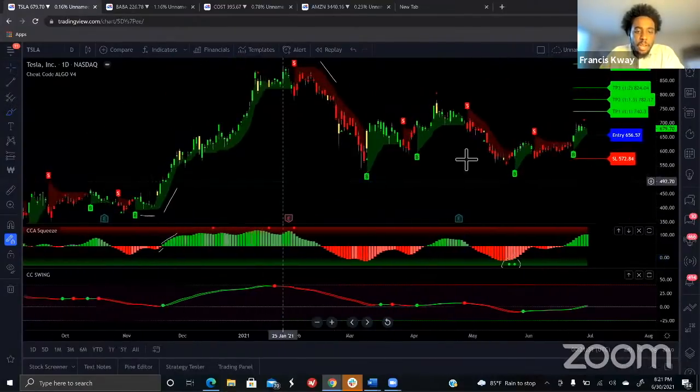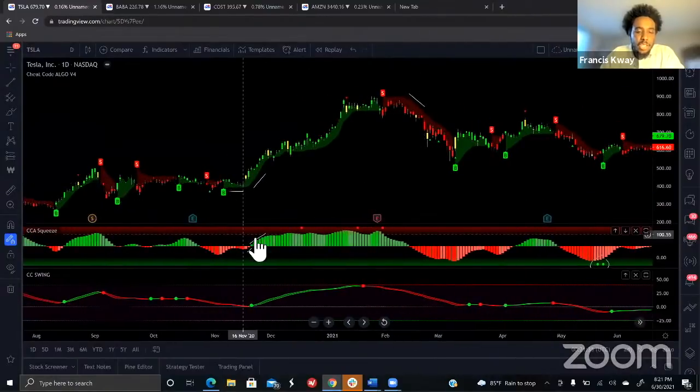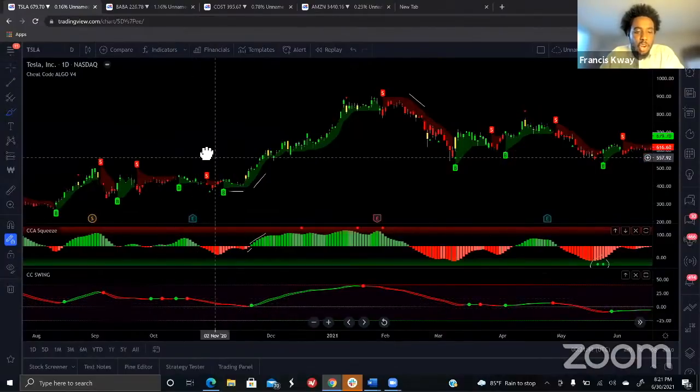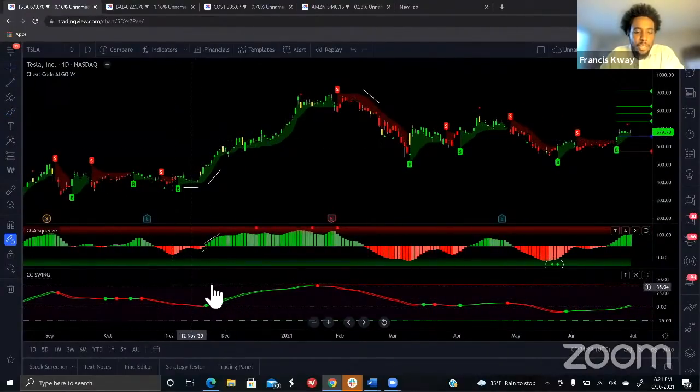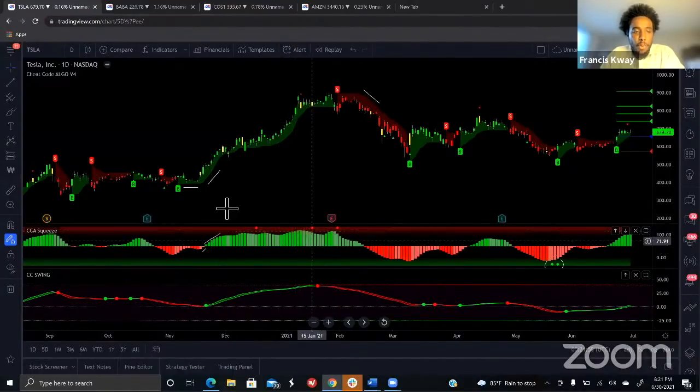So once you've got the green trend going upward in your CCA squeeze, the next thing we want to look for is in our CCA swing. Now, on the CCA swing, we also have overbought and oversold levels. This top red line and this bottom green line both give you those levels, and then this white level gives you basically a support line, like a neutral zone. So this top red line tells you that you're entering into overbought territory.